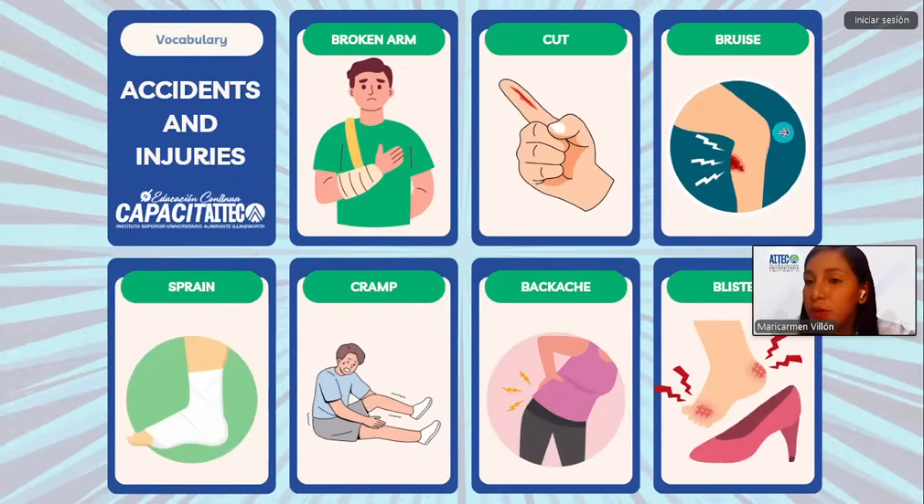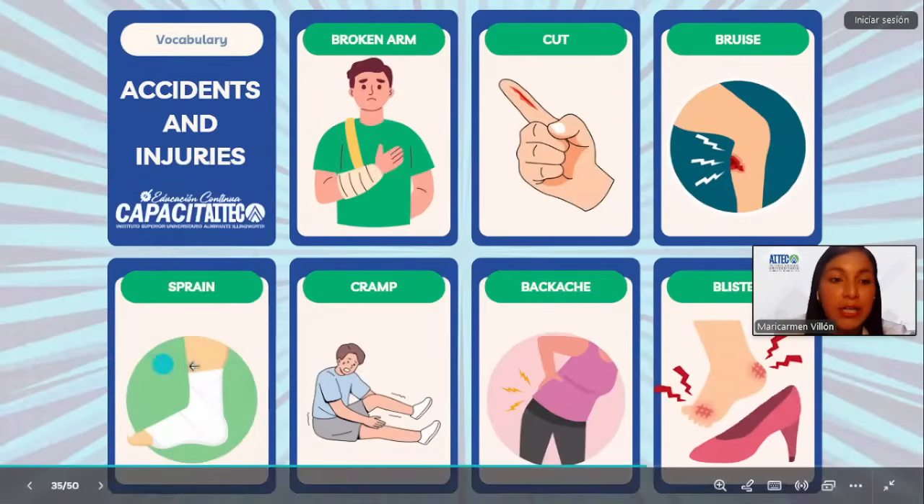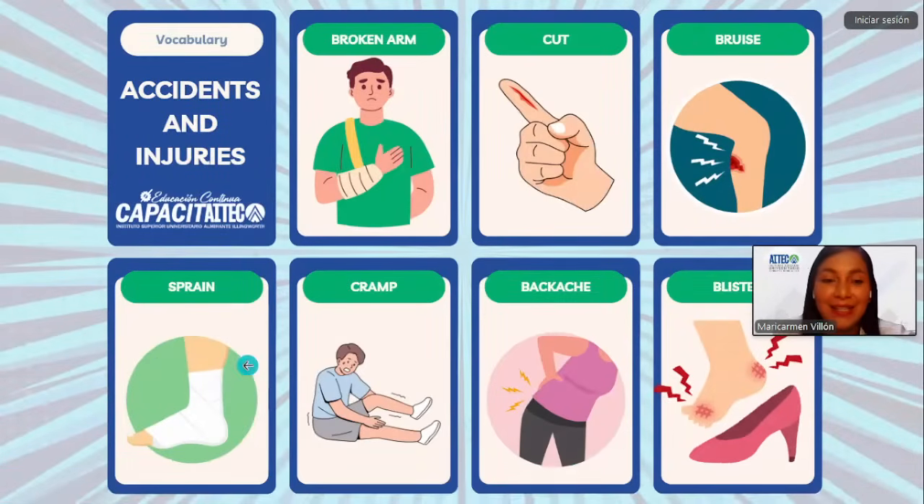After that, we have bruise. This is the bruise. Basically, it's like a moretón. Yeah, that would be the translation. A sprain. Sprain is esguince. A cramp. Cramp means like calambre. When you have a cramp, ouch. Backache. And then after that, we have a blister. Blister. Right? Look at this.